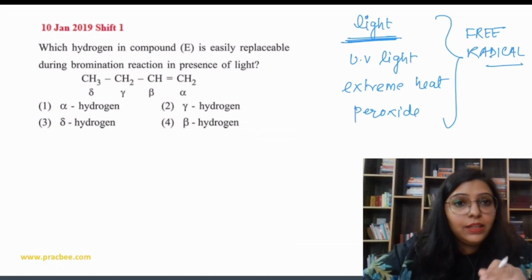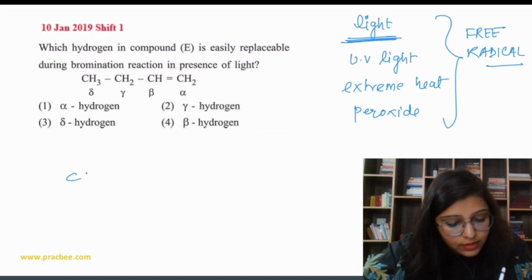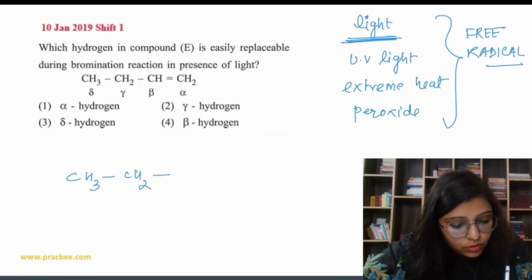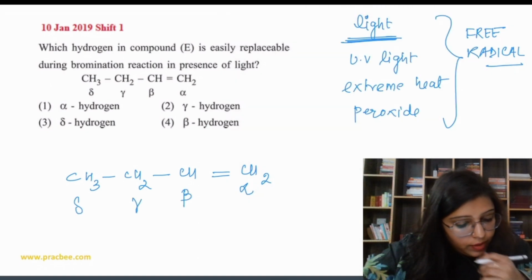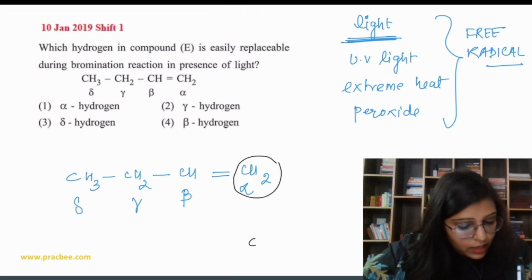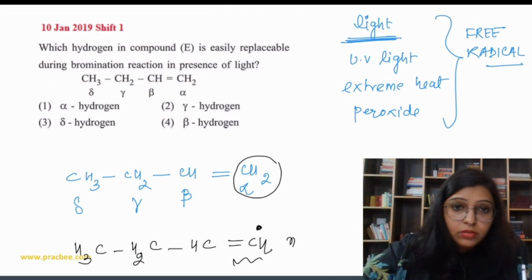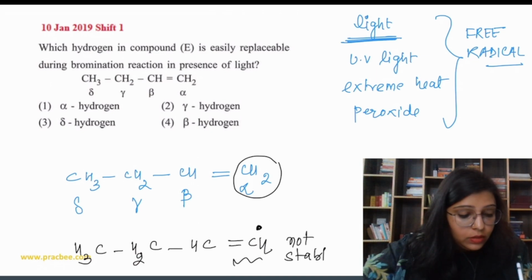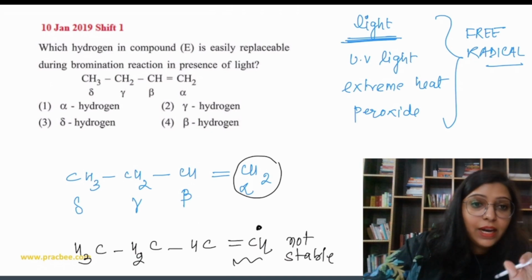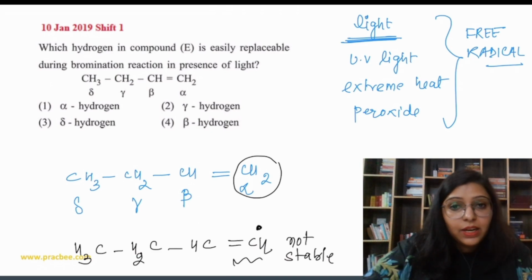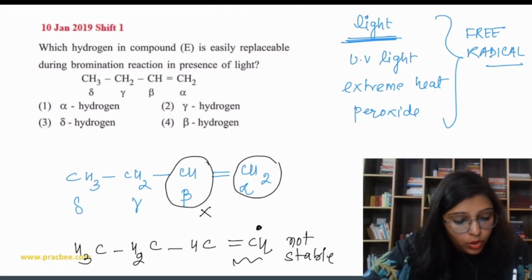The point is where we can form free radicals. So we have CH3, CH2, CH and CH2. This is alpha, this is beta, this is gamma, this is delta. If I form a free radical on the alpha carbon, that is going to be a CH radical, and then double bond CH, CH2 and CH3. A free radical on a double bond carbon is not stable, not at all stable. Similarly, not on beta.